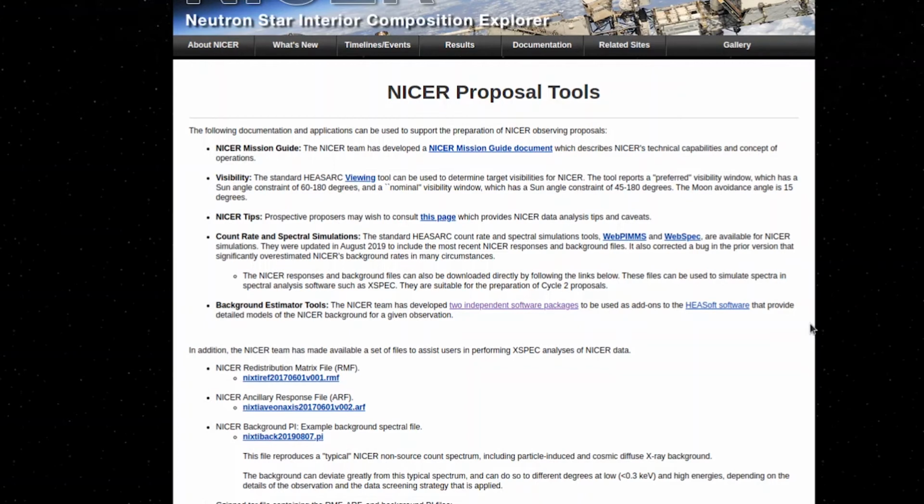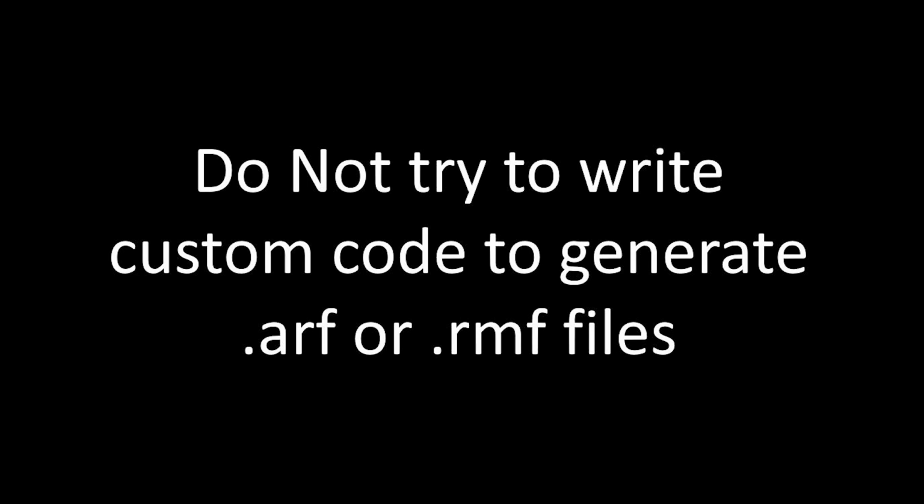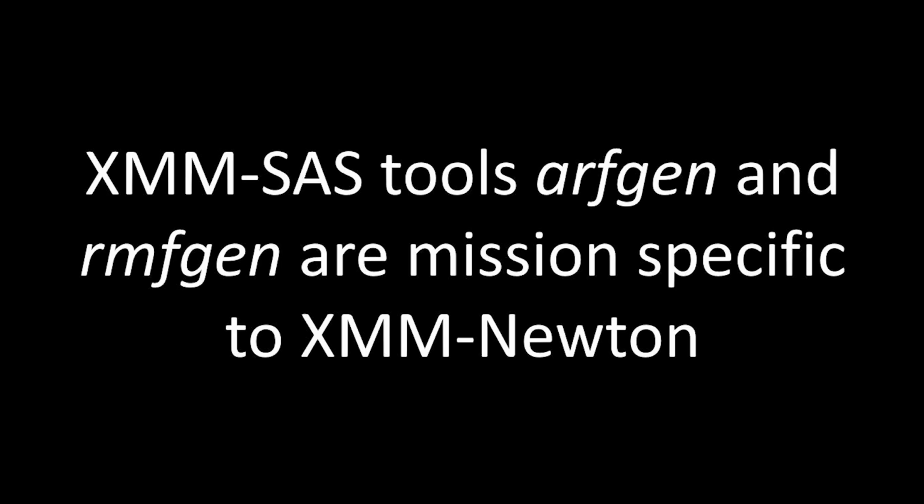Now, there are two approaches that I have seen people take, or that I have taken myself, that are inappropriate. So, first of all, do not try to write your own code to generate your own ARF and RMF files. Again, it's inappropriate. It will not work. Don't try and do that, okay? The second thing is that in the XMM-Newton SAS software, there is an RMF and ARF gen tool. Those are mission specific to XMM-Newton. Do not try to use those for NICER, as it will yield inappropriate files that you should not use for spectrum modeling in Xspec, okay?